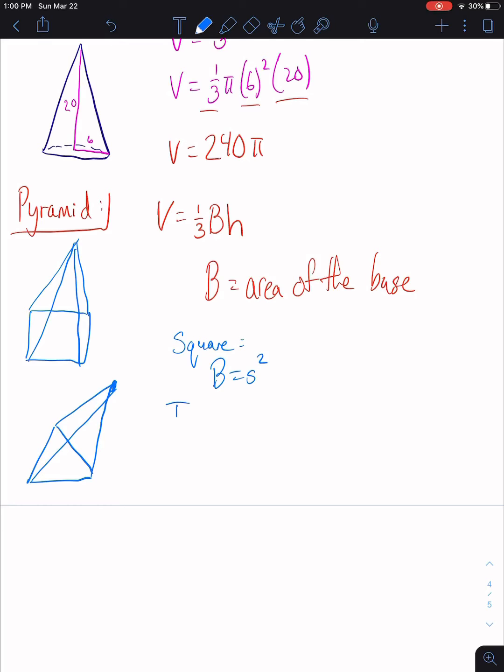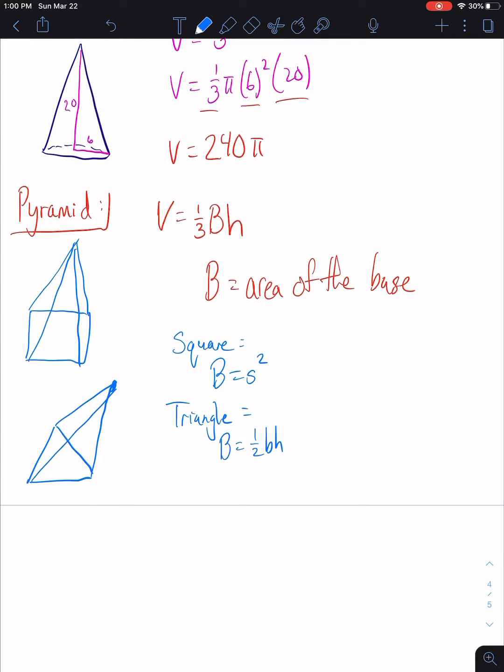If we're talking about a triangle as the base, the triangle is going to have a base of 1/2 lowercase b times h, which is 1/2 base times height. Okay, and you'll have to pick a base side of your pyramid and have a height. Now, this information will all be provided to you.